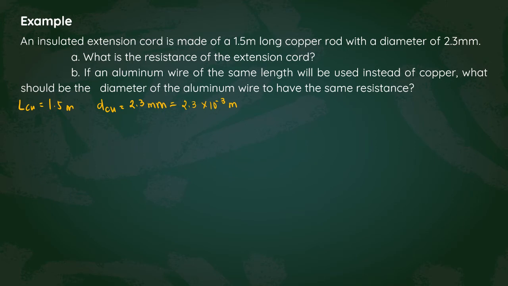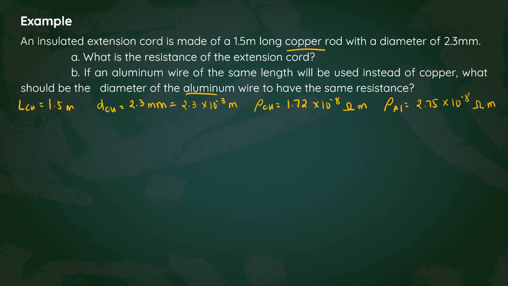Then we need to identify the resistivity of the copper and aluminum, since these are the materials used to make the wire in our problem. So we have the resistivity of copper, which is 1.72 times 10 raised to negative 8 ohm meter. You can take this value from the table that was shown to you earlier. And for the resistivity of aluminum, that is 2.75 times 10 raised to negative 8 ohm meter.